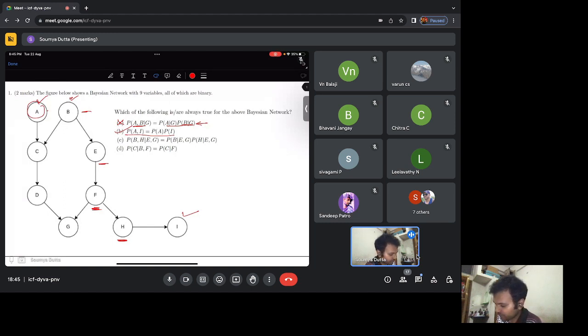Okay, the other two, I think, are simple enough. B and H, they are conditionally independent if you know E and G. Okay, so let's say you have E and you have G, and now you are saying that B and H are independent of each other.